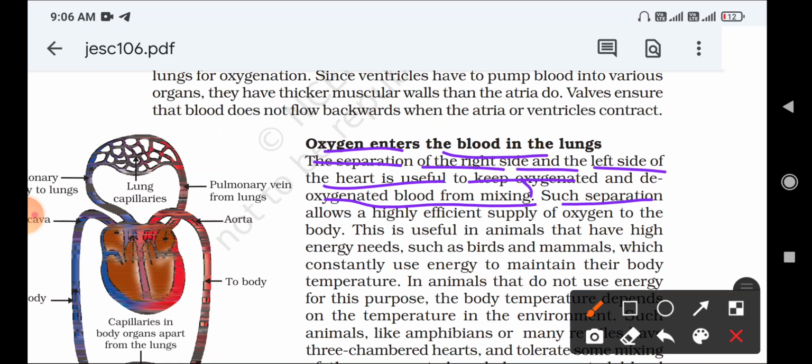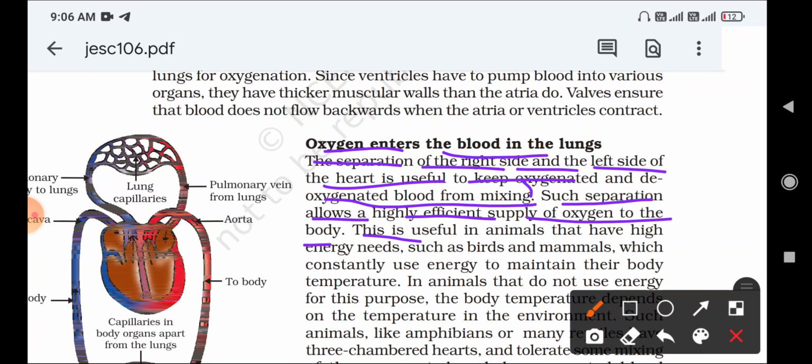Such separation allows a highly efficient supply of oxygen to the body. Thus, making the separation of oxygenated and deoxygenated blood is an advantage for an organism to supply oxygen to each and every part of the body. The separation increases the lifespan as well as increases the supply of oxygen to each and every part of the body more efficiently. This is the reason they separate the oxygenated blood and deoxygenated blood.